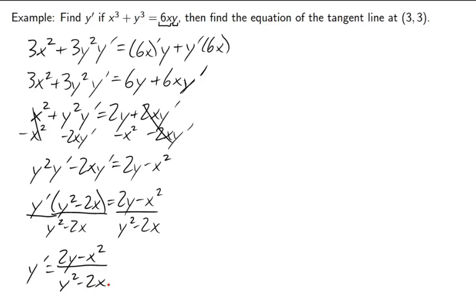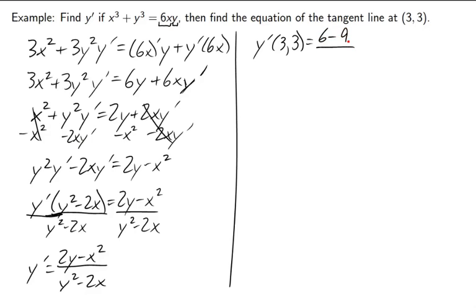That's a little bit complicated, but unfortunately these problems just take time. After you've done enough of them, you'll find that they can be done. Next question is find the equation of the tangent line. Same thing, we'll plug in 3, 3 into this. I get 6 minus 9 over 9 minus 6. That's negative 3 over 3, which is negative 1. That's the slope.